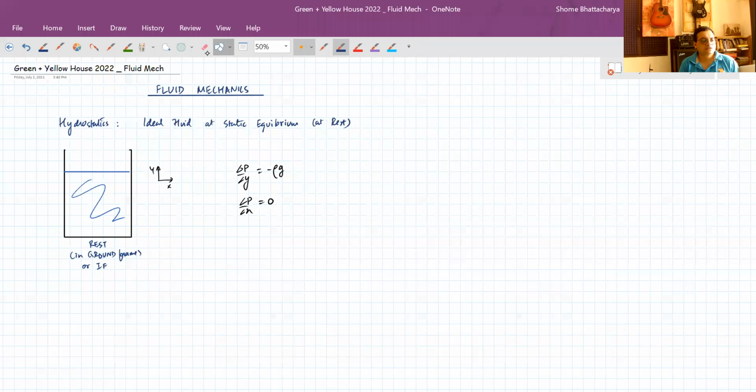Now let's continue this discussion further and understand another property related to this situation, that is an ideal fluid at rest in an inertial frame. So this particular property next is called Pascal's law.